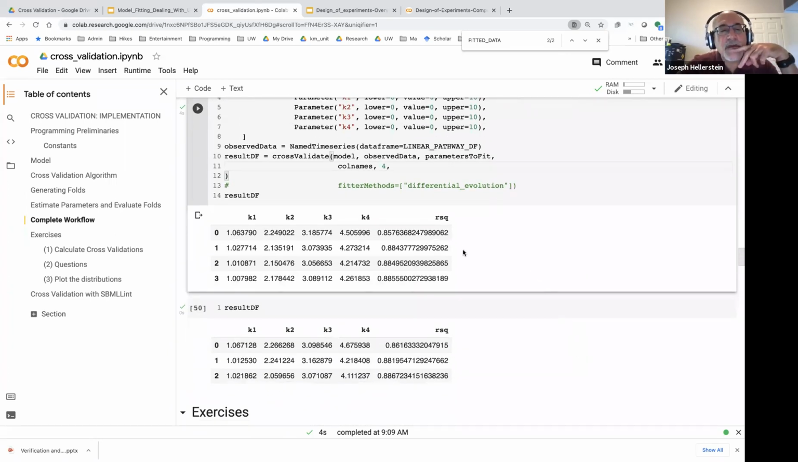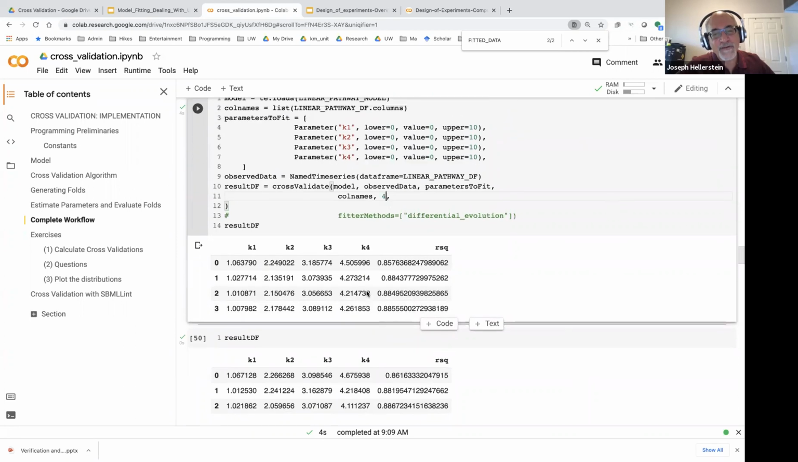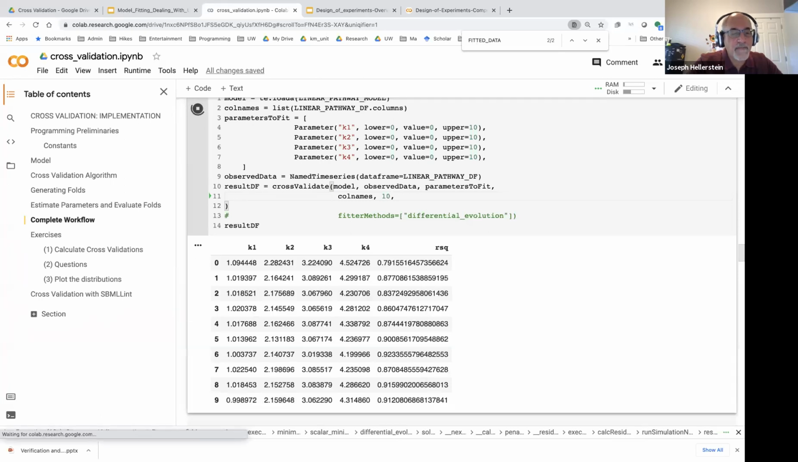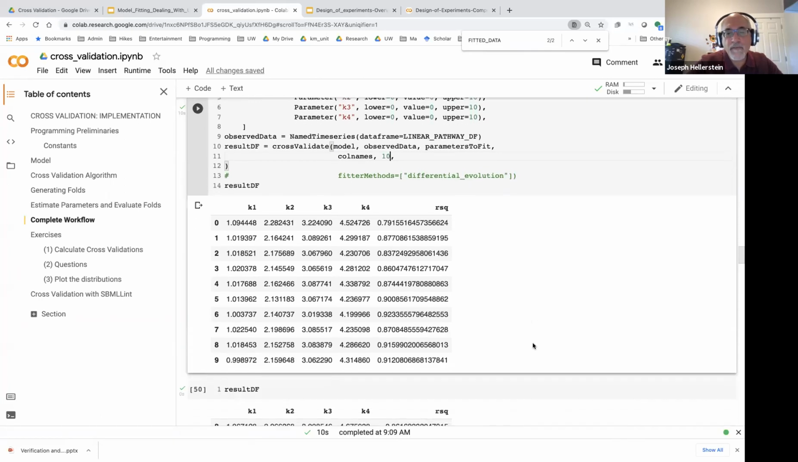The parameter estimates are pretty consistent. To be fair, this is a real easy model to fit, so there's not huge surprises. An R squared of 0.8 or above is pretty decent. I don't remember exactly how many points there are, but let's do 10 folds. Okay, and you can see it obviously takes longer. So now here we have 10 folds.